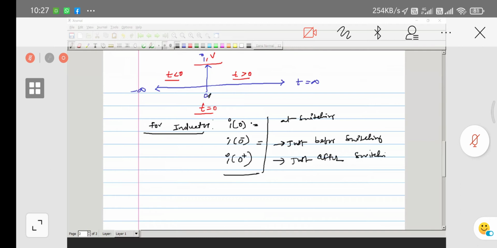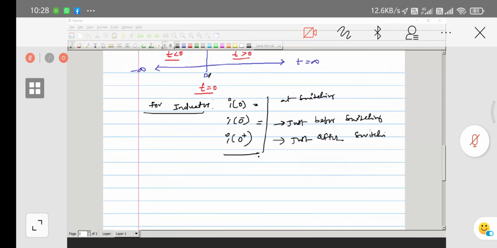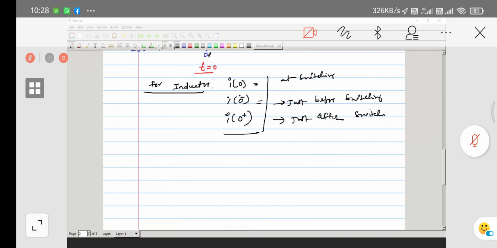So here, I0 indicates the current at the switching instant. I0 minus indicates just before the switching instant. I0 plus indicates just after the switching instant. If you observe all three currents, I0, I0 minus, I0 plus, all are at the zero instant, just before, just after.